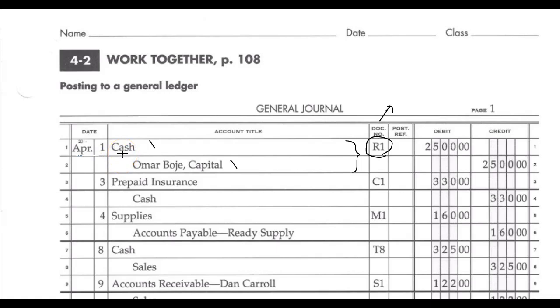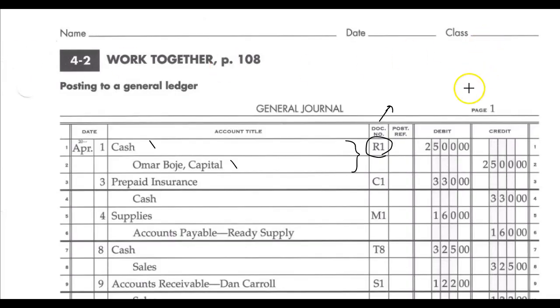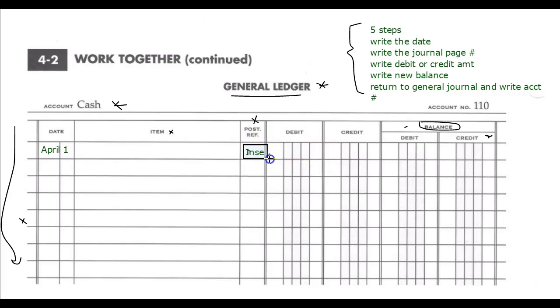Remember, in the general ledger, there are separate accounts for each account that the company uses. So we go to ledger. We are going to write in the date. We do not need an item number. Write the journal page number. Where do we find it? Oh, right here. Go back here. Write the general page number. So it's going to be G1 for General Journal 1.